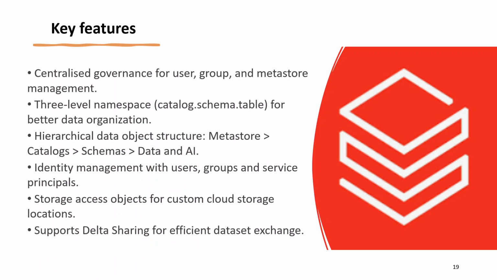So you've got centralized governance for user, group and metastore management. There's a 3-level namespace, as you can see here, for better data organization. And the way it's structured is you've got metastore, catalog, schemas, and then data or AI, and identity management with users, groups, and service principals. You've got storage access objects for custom cloud storage locations, and you've got data sharing for efficient dataset exchange.